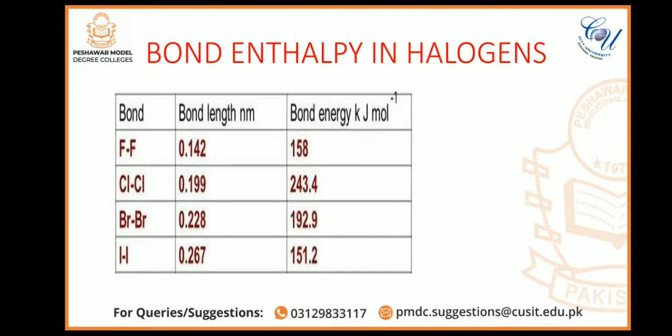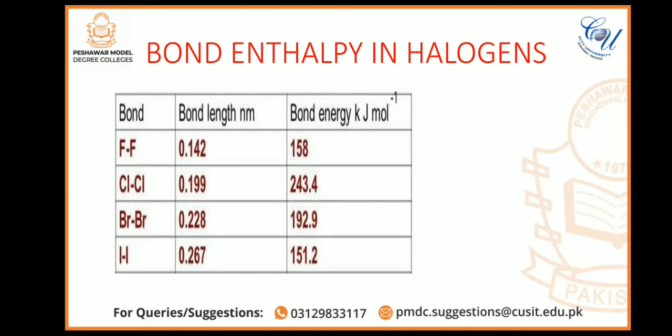The reason is, as the halogen atom gets bigger down the group, the bonding pair of electrons get more and more distant from the nucleus. So attraction becomes less and the bond becomes weaker. So a smaller amount of energy is required to break the bond.